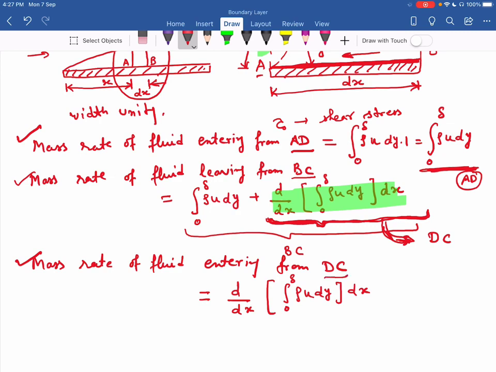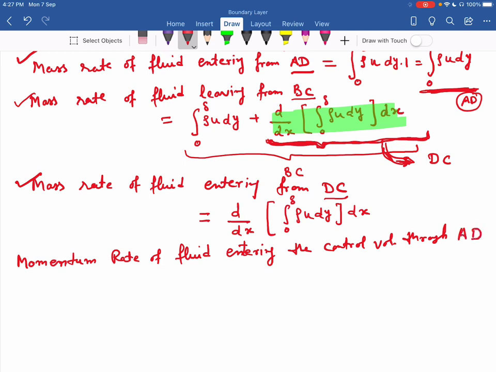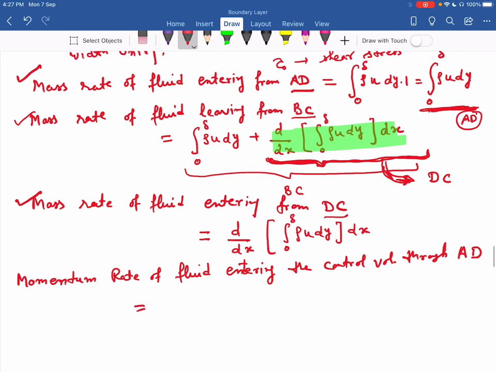With respect to all these masses, now you can write down the momentum rate. You can write the momentum rate of fluid entering the control volume through AD. The mass is this much, multiplied by the velocity of the layer. So you can write this as the integral of rho u dy from 0 to delta, into u. Simply, you can write it as u square.